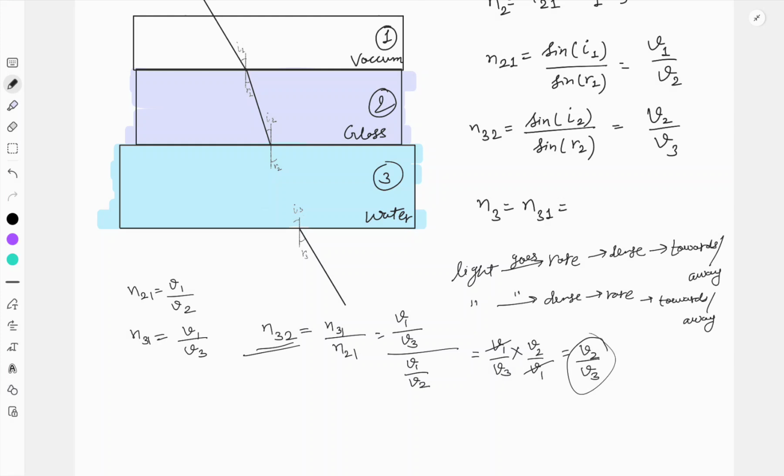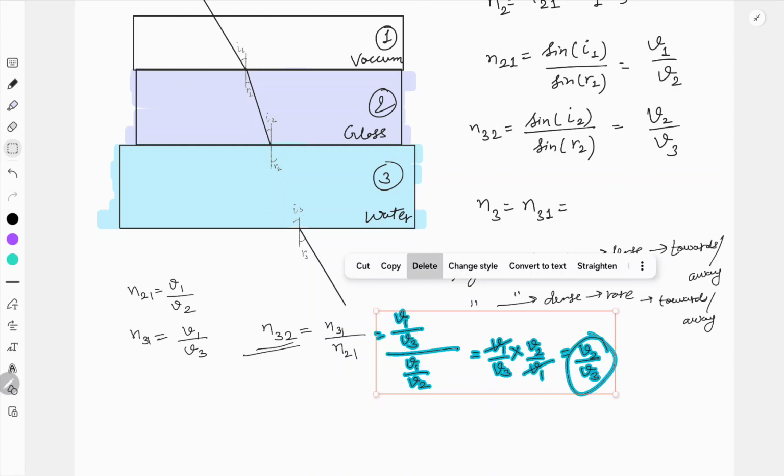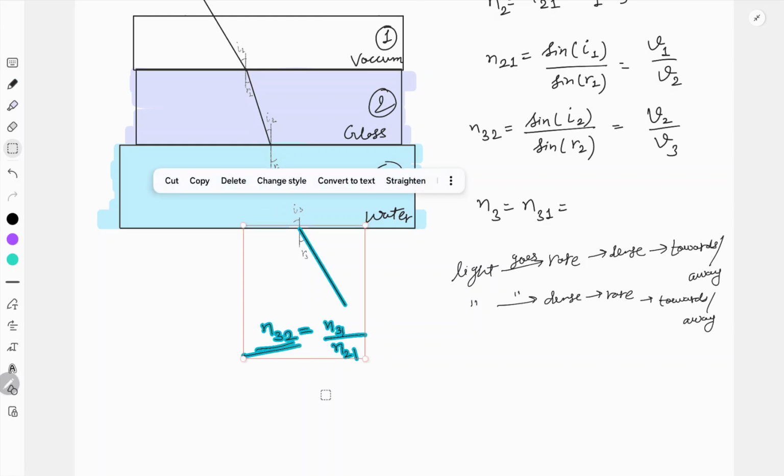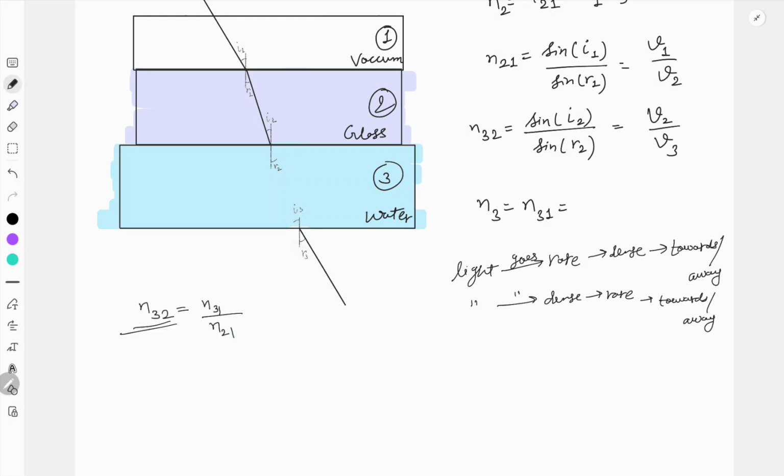So we have got a really good relation here that we can just take the absolute refractive indices of both the media and we can just divide them to find n32, right? So let's just do that.